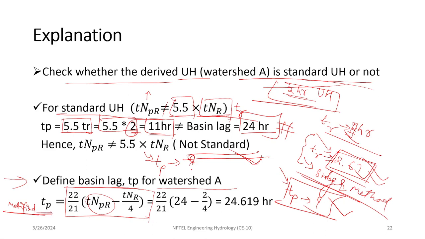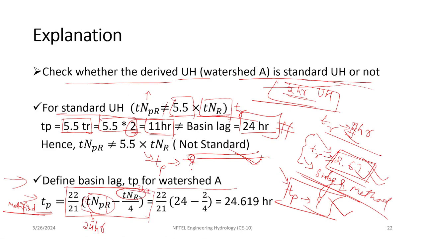So TP we are computing. If we have a standard value directly, then we don't need this step. Keep in mind. Now we have value of TNPR, that is 24 hours. And then what about the TNR value? TNR is nothing, it is just a 2 hour value, that is the duration of the rainfall.